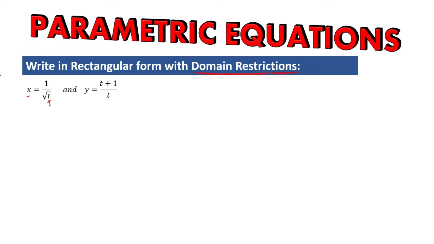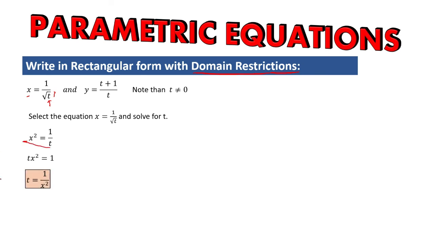The domain now does not include 0. t has to be greater than 0. And you do the same. You select this one, you solve for t, you square both sides to eliminate the square root here, and now you move this t to the other side, multiply, and after that you divide by x squared and you get t.